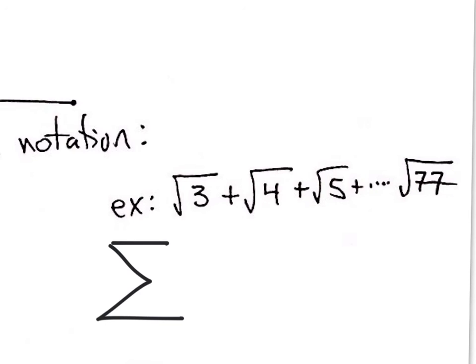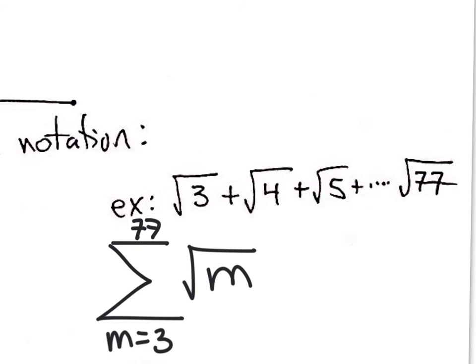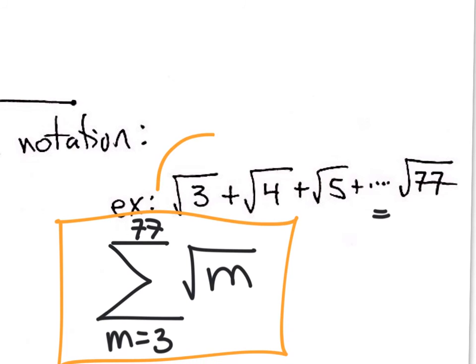So pick a letter, any letter. We can use m. So starting at m equals 3 and we're adding up the square root of m, going from m equals 3 up to m equals 77. So we could add those up and we'd get some number. But this is the sigma or summation notation for this sequence of numbers.